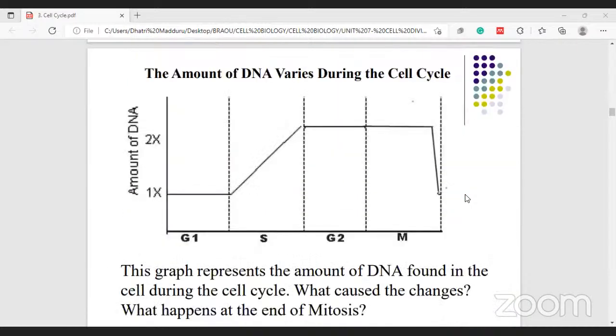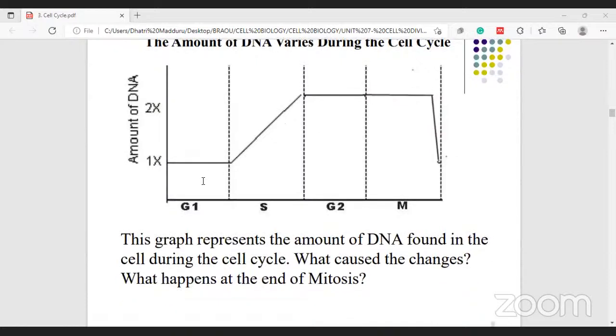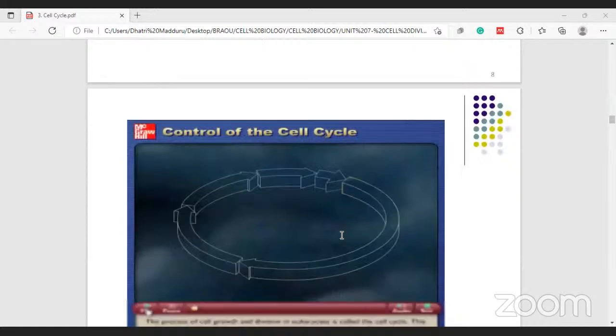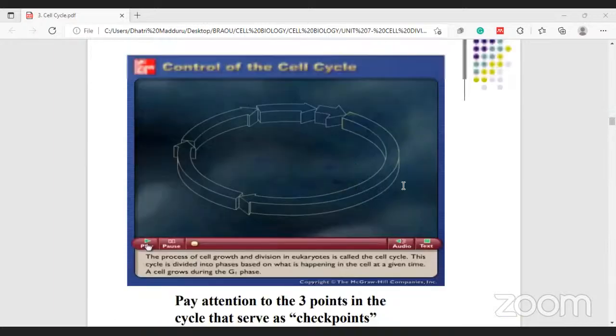So the control of the cell cycle depends on the signal in order to get functional. See here the chemical signals which are not phosphorylated at the top, but at the bottom they are activated.